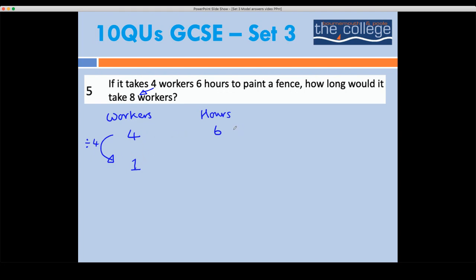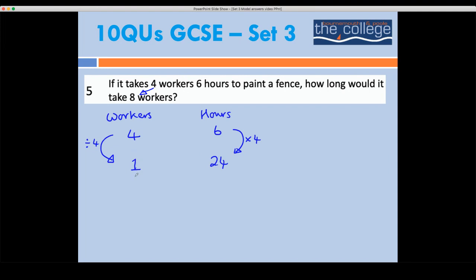On this side, though, we are going to do the opposite, the inverse of this side over here. Now, usually these links are exactly the same, but this is an inverse proportion question. As one thing goes down, the other thing goes up. So this is going to be times by 4 here, not divided by 4. So we should then have 24 hours. So it's going to take this one person 24 total man hours or woman hours to paint this fence.